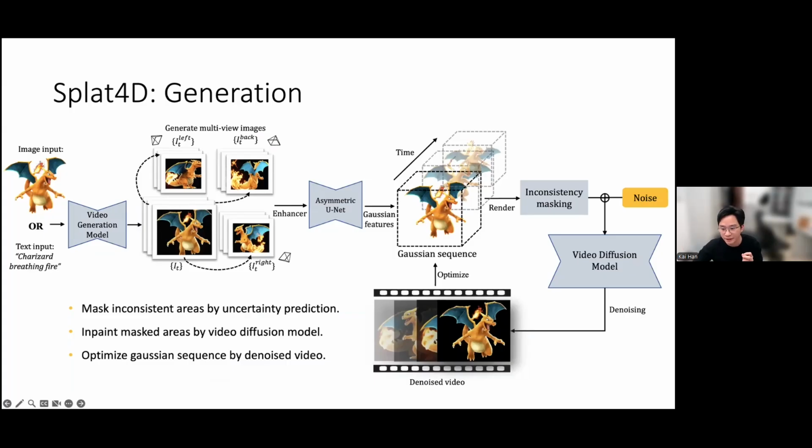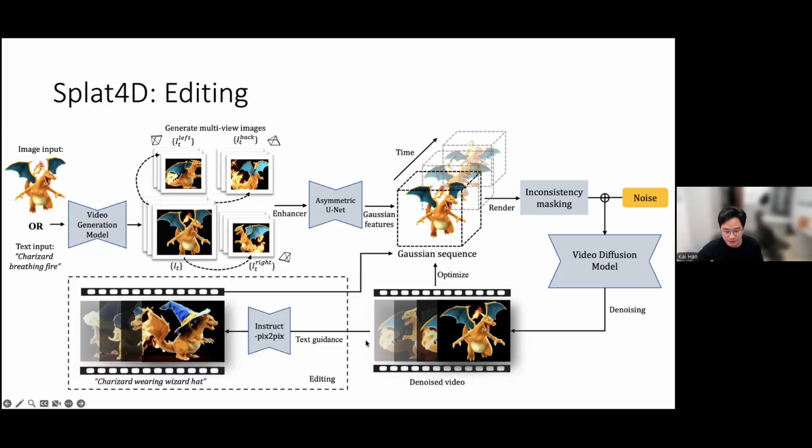Then we optimize a video diffusion model to recover those filtered regions, and then we can get an improved sequence of images, a projected image. And then with this we can fit a better sequence of Gaussians. Then we optimize iteratively until we get good results. So that's the pipeline. And then if we want to do some certain editing, things become pretty straightforward.